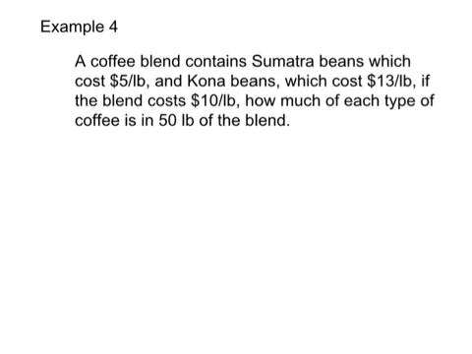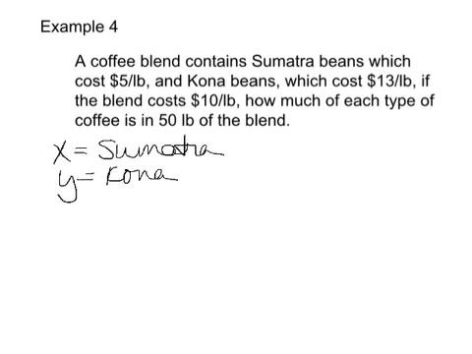Another example, a coffee blend contains Sumatra beans, which cost $5 a pound, and Kona beans, which cost $13 a pound. If the blend costs $10 a pound, how much of each type of coffee is in the 50 pounds of the blend? So again, we need x equals a bean and y equals a bean. So x plus y equals 50 pounds.